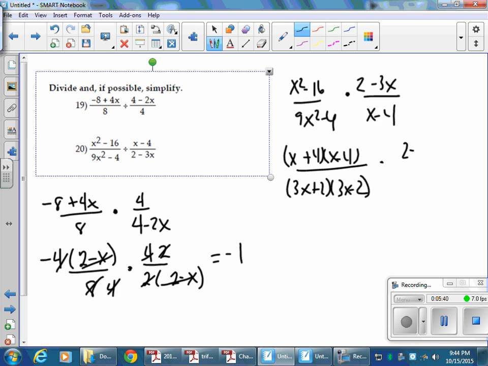Over here I have 2 minus 3x, and here I have x minus 4. The x minus 4's cancel. This 3x minus 2 can cancel with the 2 minus 3x if I make it a -1. And that's it. So I get -1 times x plus 4 on the top and 3x plus 2 on the bottom.